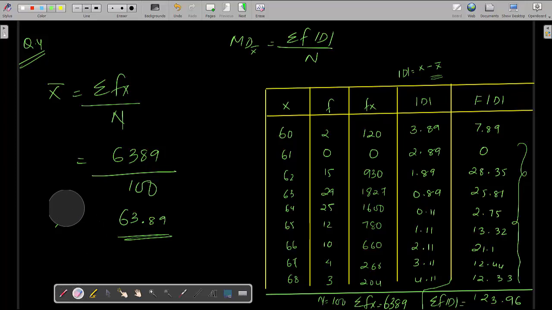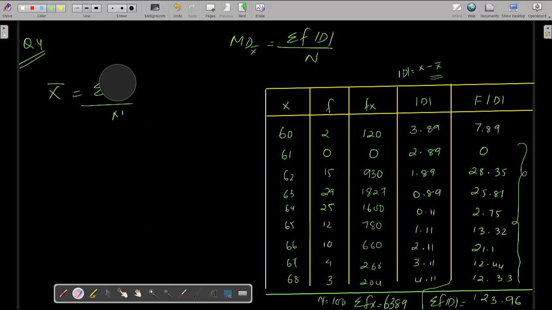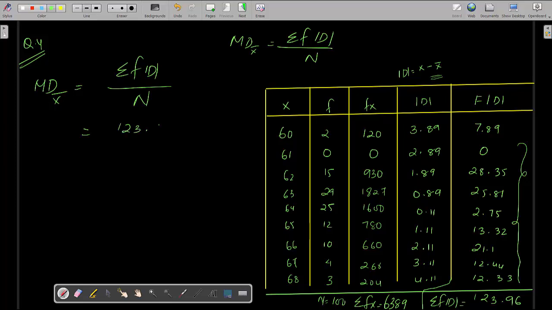Now I'm going to clear this up because we're going to use this formula here. How do we find mean deviation from mean? The mean deviation from mean formula is sigma fd by n. So sigma fd, the value is 123.96, divided by 100. If you divide this, you will get 1.2396. So this is your mean deviation.